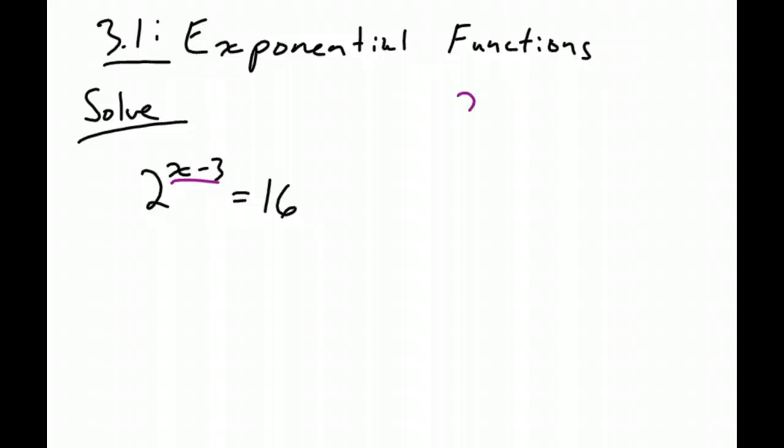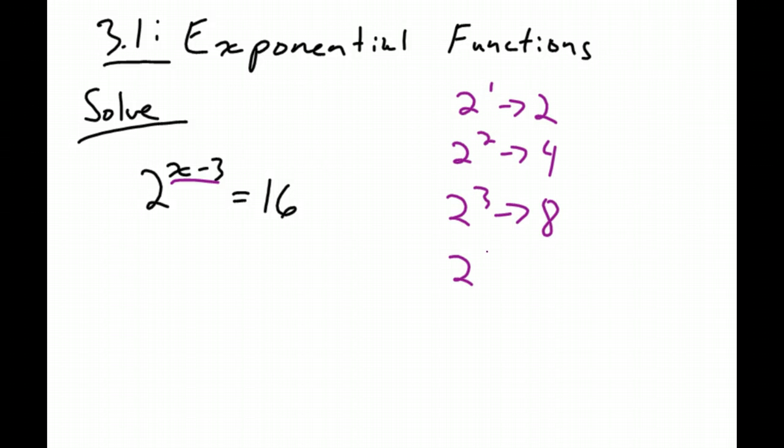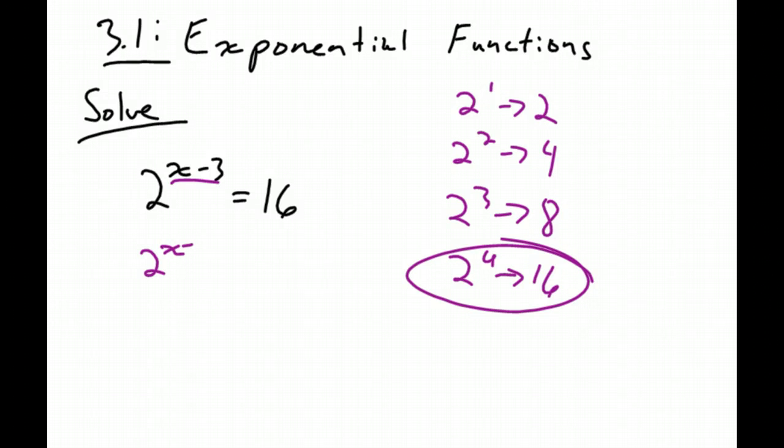Well, 16, well, I know 2 to the first is 2. 2 squared is 4. 2 to the third is 8. And 2 to the fourth is 16. Well, check that out. If I know that 2 to the fourth is 16, then oh my gosh! Then 2 to the x minus 3 must equal 2 to the fourth.